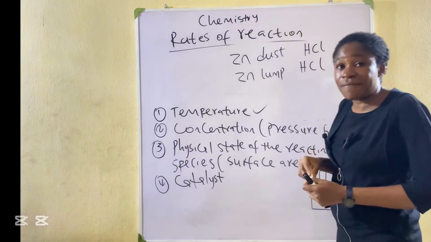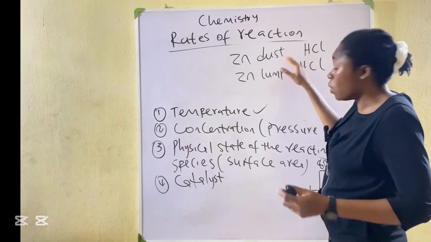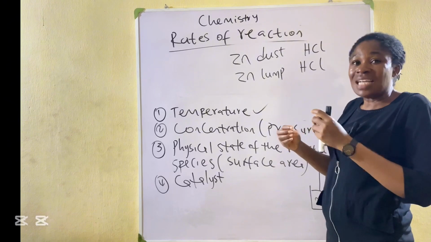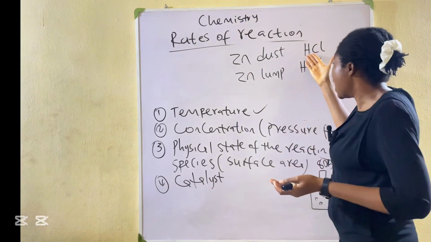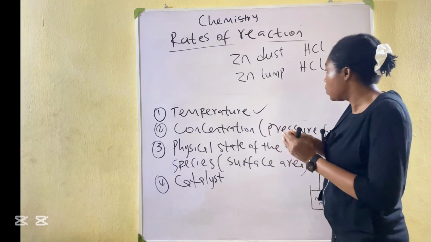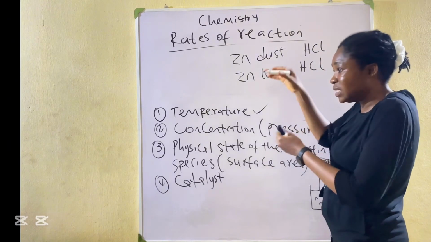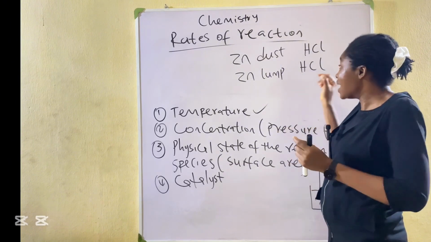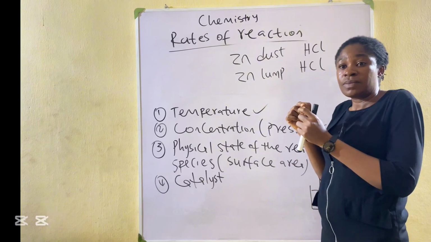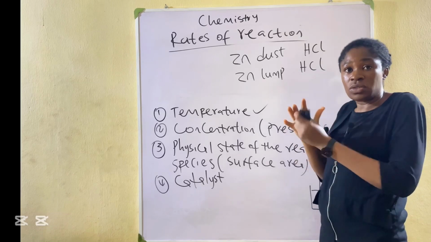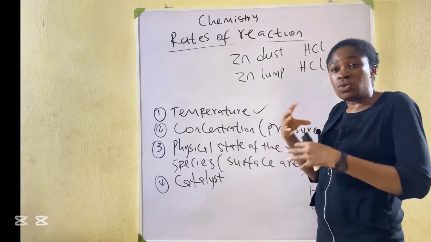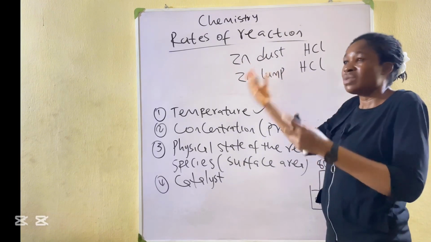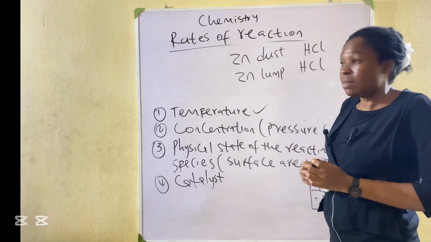The one that's going to react much faster is the zinc powder, because the zinc powder is already exposed and has more surface in contact with the hydrochloric acid than this particular zinc lump. It's only the atoms on the surface that are reacting, which means it's going to take a longer time for the acid to get inside the zinc lump to react. It will react slowly until everything dissolves. But with this one, within 1 minute, the reaction is over.